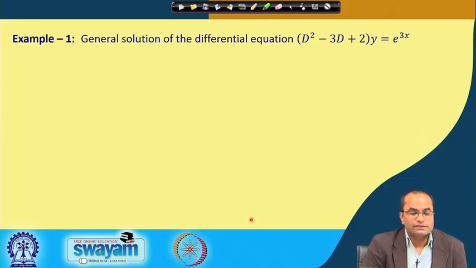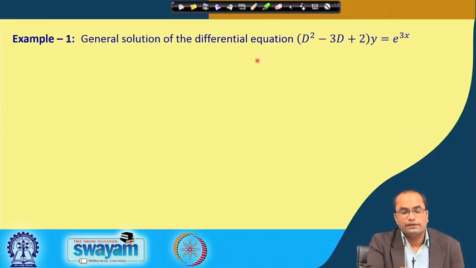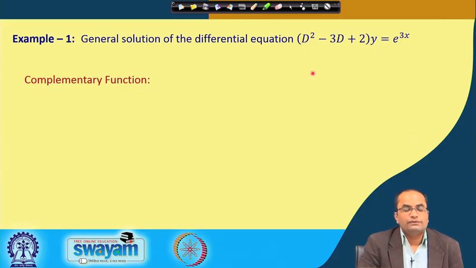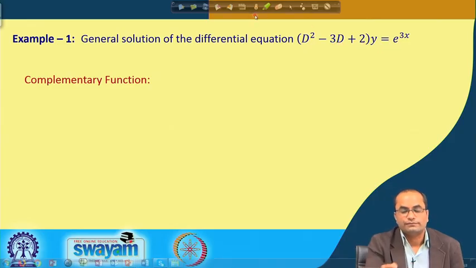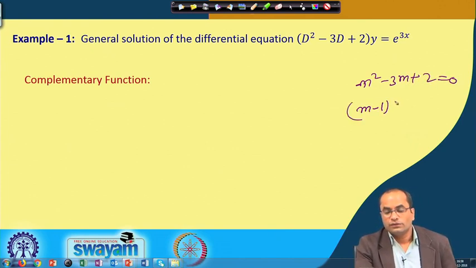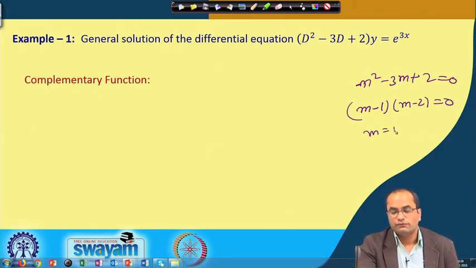So, we see some examples now. The first is to find the general solution of the differential equation (D square minus 3D plus 2) y is equal to e power 3x. For the complementary function, we write down the auxiliary equation: m square minus 3m plus 2 is equal to 0, which has the solution (m minus 1)(m minus 2) is equal to 0. So, the roots are 1 and 2.